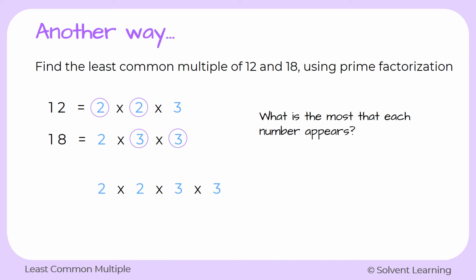And now we list those out: 2 times 2 times 3 times 3. And then we multiply. We want to find the product of all these numbers. And it would give us 36, which is the least common multiple of 12 and 18.